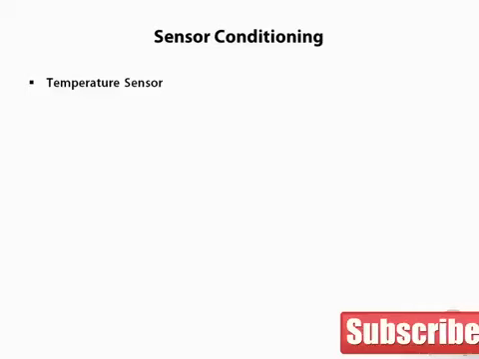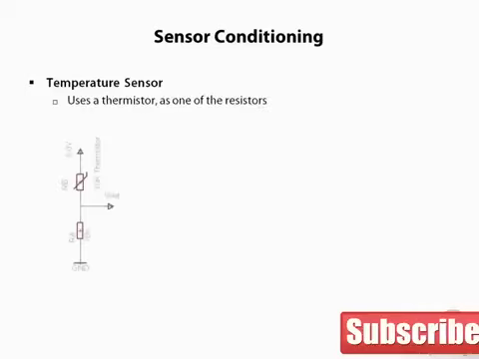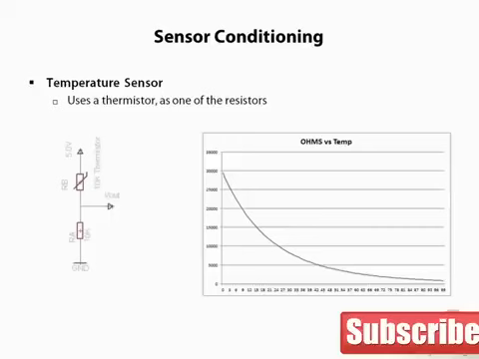Let's take a look at temperature measurement, for example. We'll use a thermistor for the variable resistor. For a typical thermistor, the resistance versus temperature curve looks like this. This is the curve for a 10k ohm resistor, which means the value is 10k ohms at 25 degrees C.